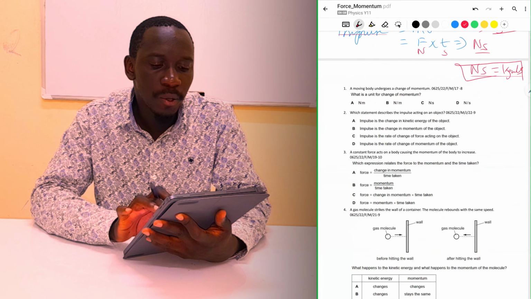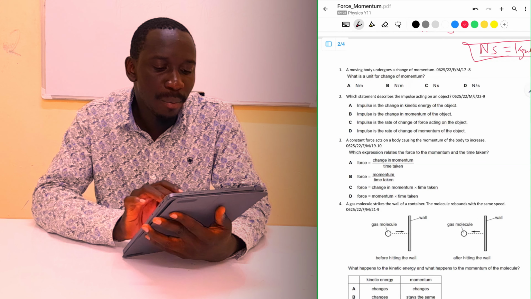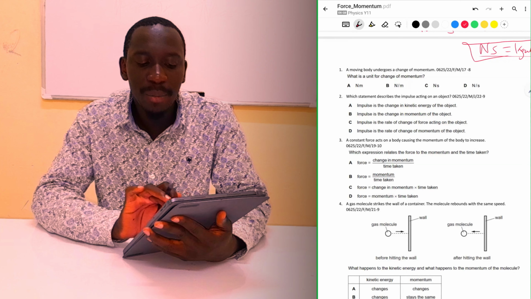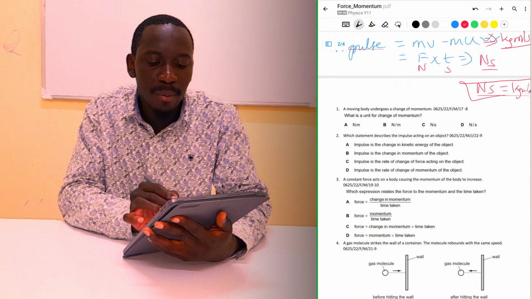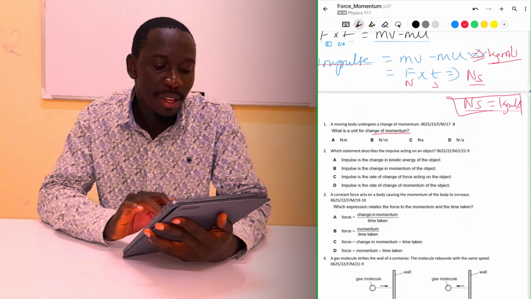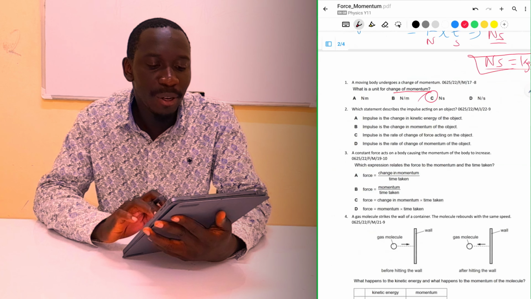Anyway, question number one: a moving object undergoes a change of momentum. What is the unit for change of momentum? They're very smart. The moment they ask you the unit of change of momentum, there is no way they can put kilogram meters per second, because it's the same thing. So ideally, that is C, it is still in our memory.